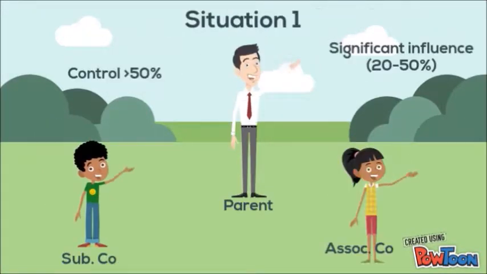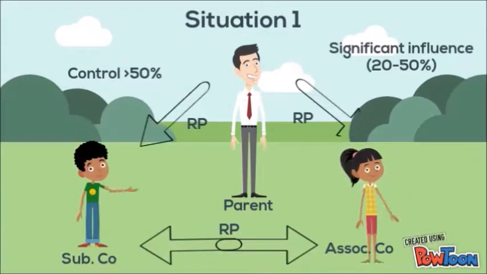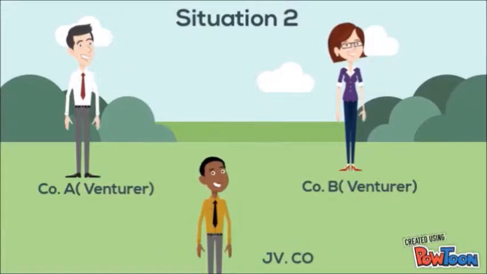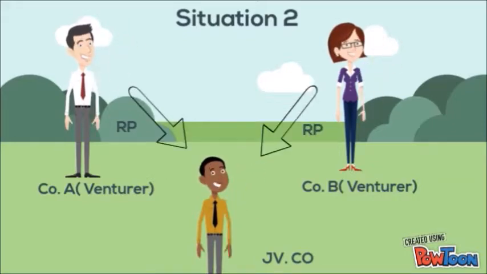Based on the situation: 1. Parent and subsidiary are RP. Parent and associate are RP. Subsidiary and associate are RP. While in situation 2: JV, Co. A and JV, Co. B are RP. Co. A and Company B are not RP.